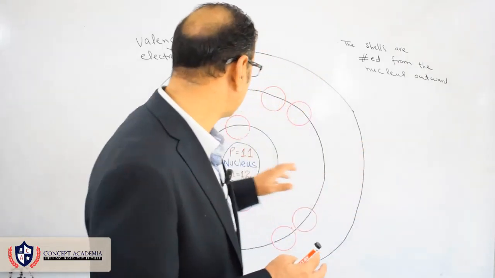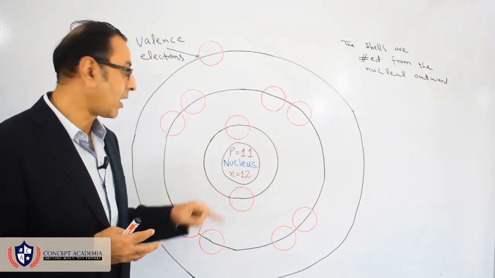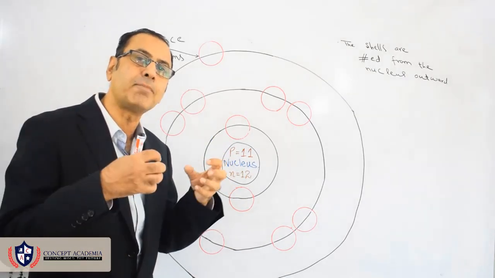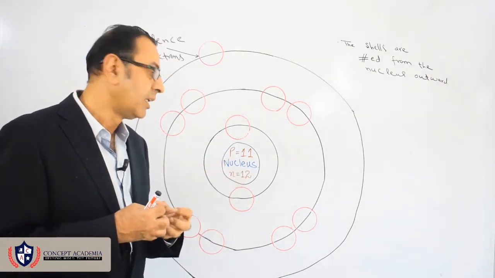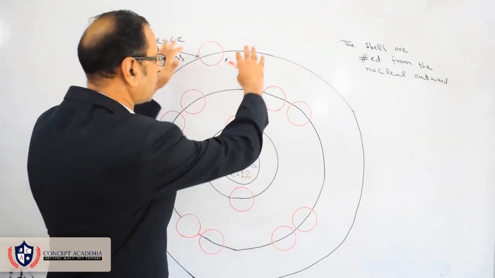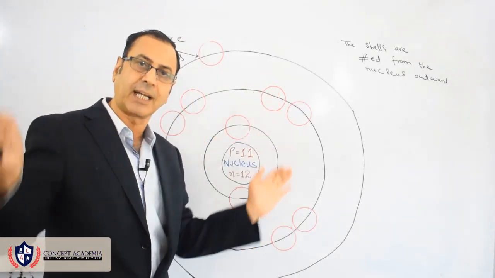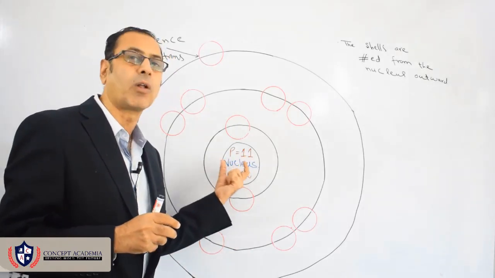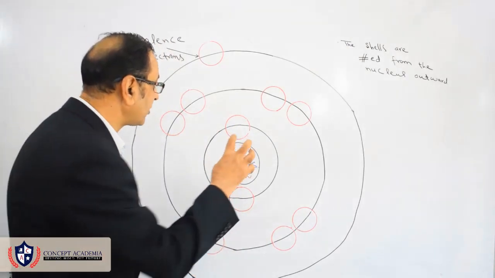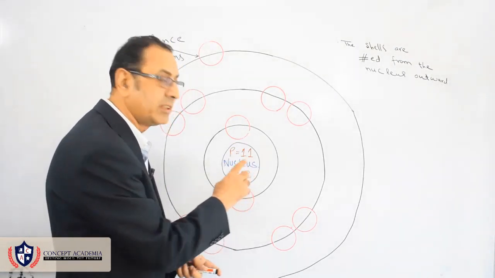In the center of the atom, which we call the nucleus, there are protons and neutrons. Protons and neutrons are held tightly packed together in the center of the atom, and this is a very small portion compared to the total size of the atom. In that very small size, protons and neutrons are packed together, and that is called the nucleus. So the nucleus has protons and neutrons.